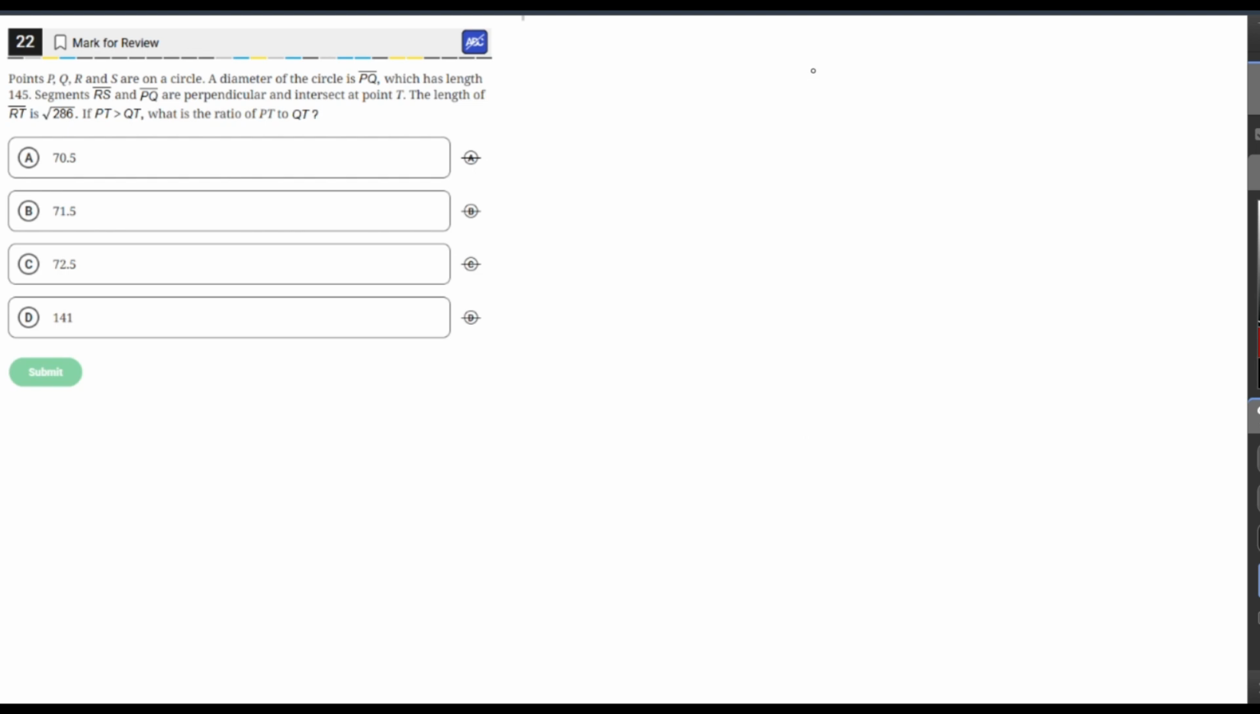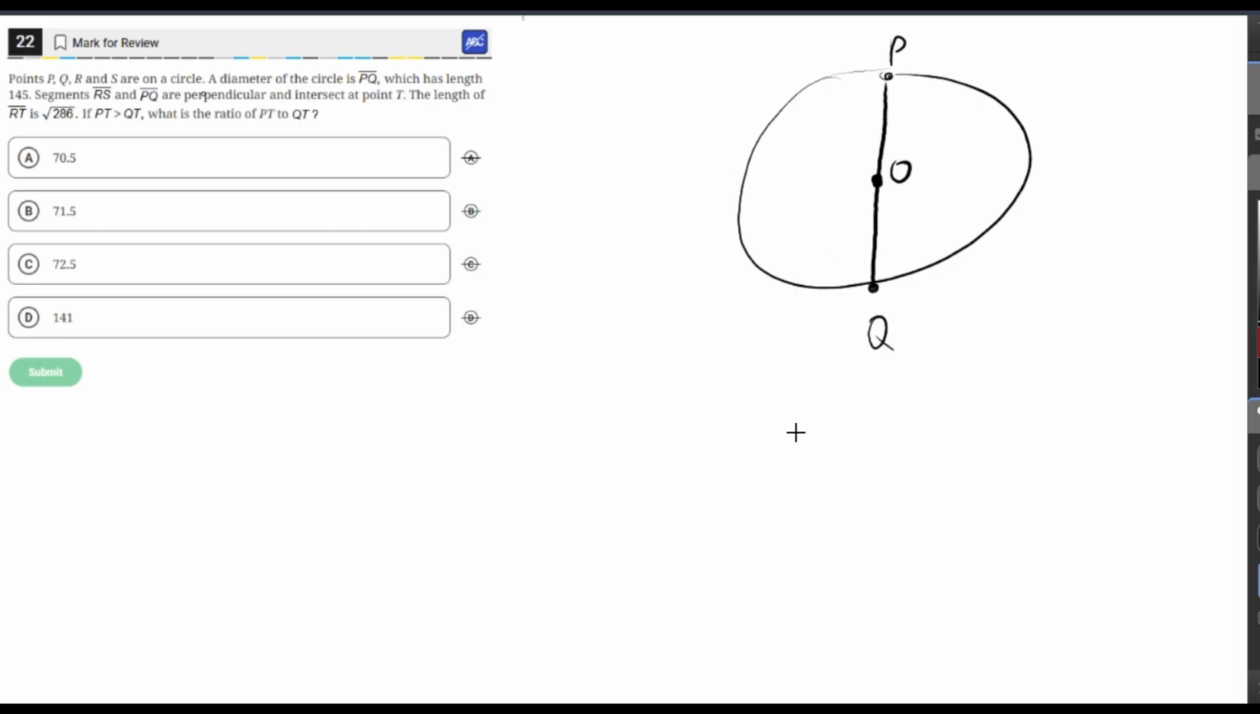So I'll just sketch what they're telling us is going on. So we have a circle and a diameter PQ, and it's going to pass through the center of the circle. Let's call it O. And it's saying this length is 145, so PQ is 145. By the way, I also like to use this notation where you have the absolute value signs, but for this we'll just use the line at the top.